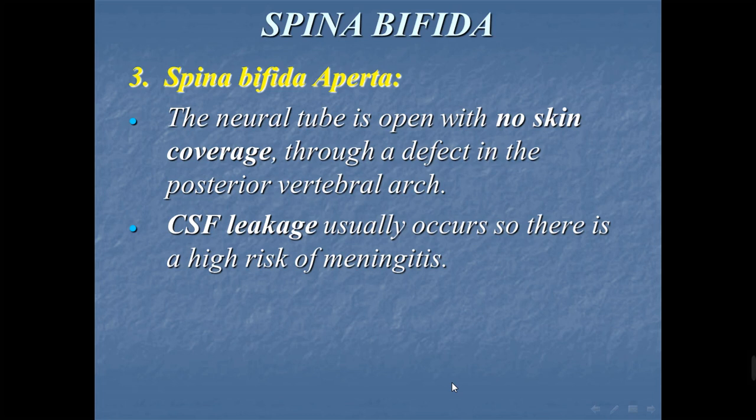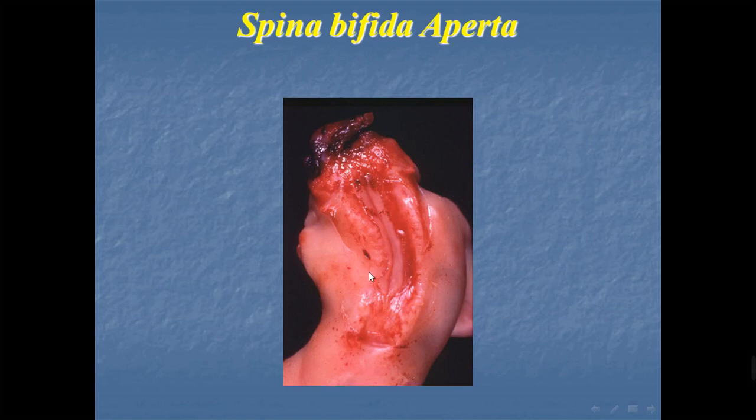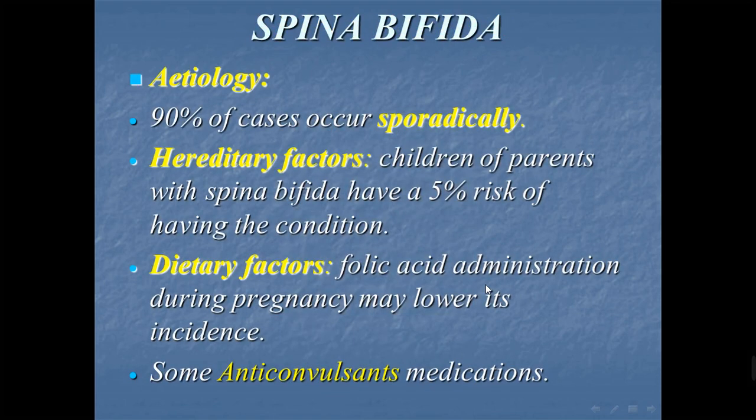The last one is spina bifida aperta. In spina bifida aperta, the neural tube is open with no skin coverage through the defect in the posterior vertebral arch. With no skin coverage, CSF leak usually occurs, so there is a high risk of meningitis. In fact, these cases are not compatible with life. You can see, for example, this image. In this one, the skin is open, the dura is open. You can see this is the spinal cord. While this one is much clearer, very clear that everything is open. It's not compatible with life. This is spina bifida aperta.